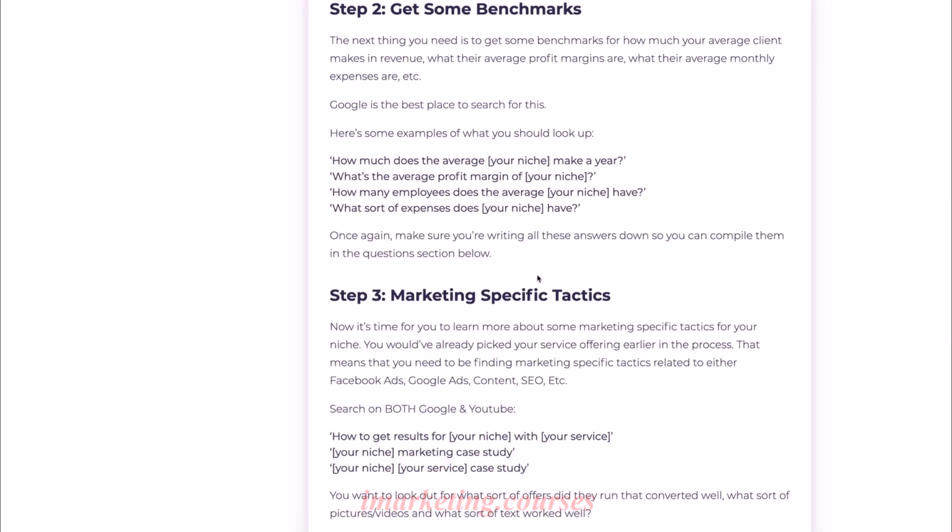Next thing is get some benchmarks. You really want to understand the business. So things like, what does the average person in your niche make a year? What does the average chiropractor make a year? Or what does the average solar company make a year? What's the average profit margin of a solar company? Or for example, a gray market watch dealer, or an e-commerce business. E-commerce is a little bit more tough. But let's say you want to niche down even further.